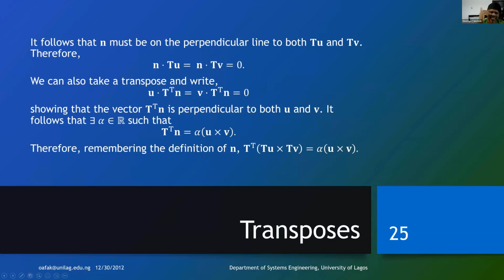Okay, so since vector n is not 0, that means that it must be perpendicular.